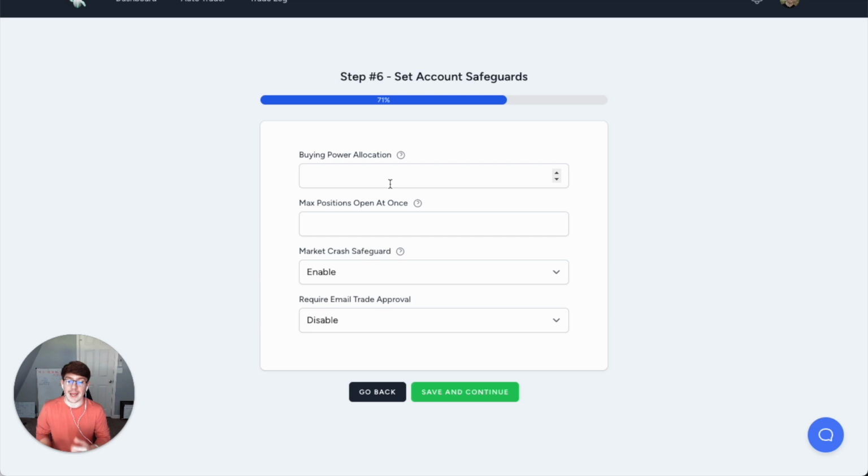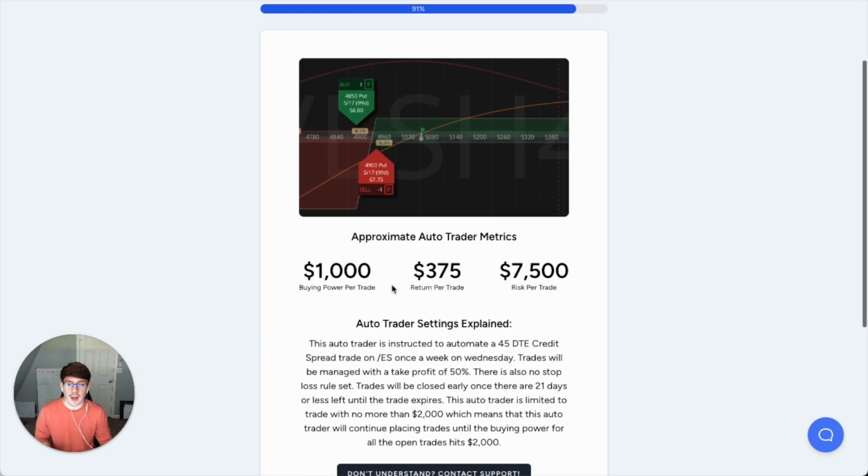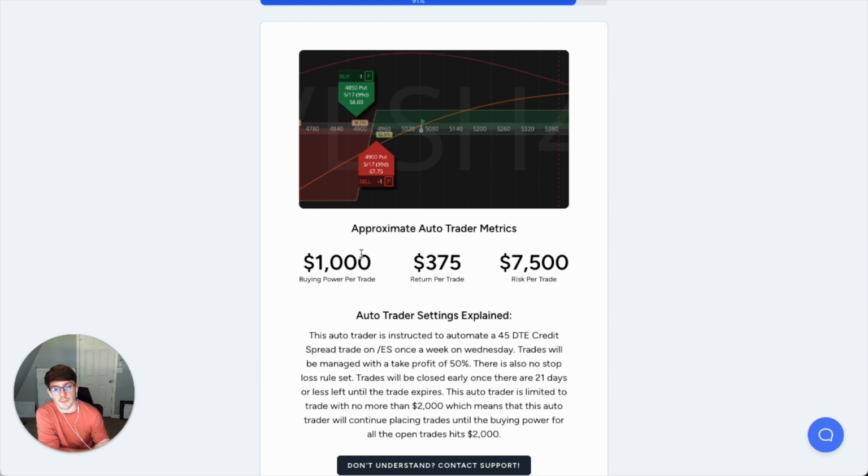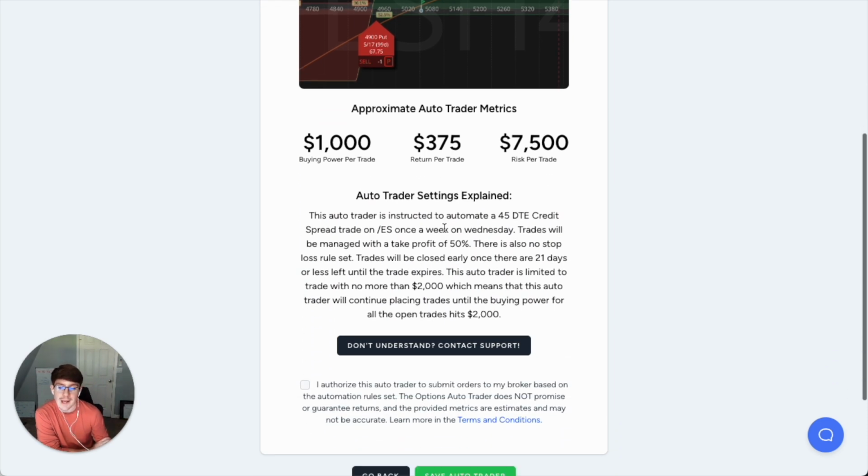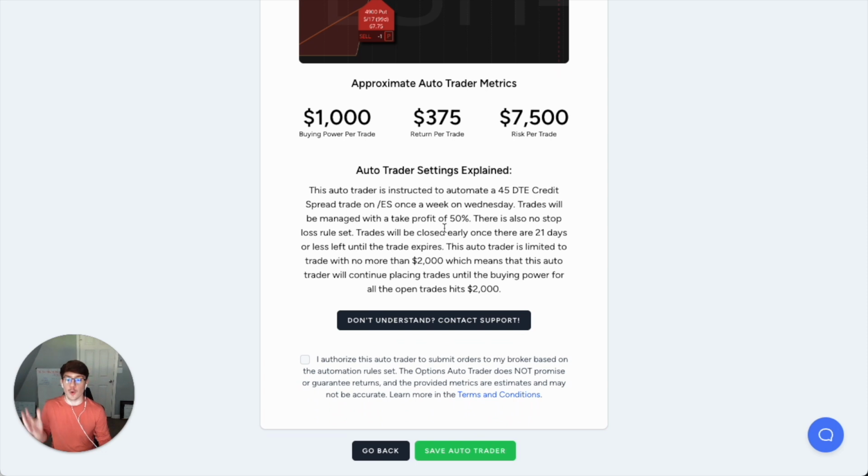Buying power allocation, it just depends on the account size, but this takes less buying power. So again, just 2,000 would be more than enough for this trade. If I save and continue, we're looking at about $1,000 per trade. So that'd be about 2 trades. So it's not bad. So that's how we structure and create a credit spread auto trader.